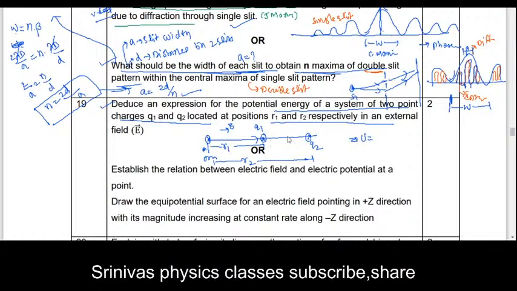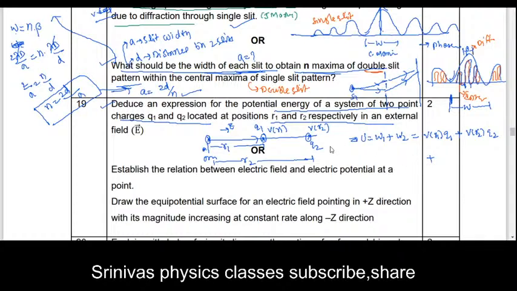Potential energy is nothing but work done. For example, the potential at this point we can take as V of r1, and the potential at this point in the electric field we can consider as V of r2. To bring the q1 charge, work done is W1. To bring the q2 charge, work done is W2, in the electric field. W1, the work done to bring the q1 charge, we write as potential into charge, V of r1 into q1, because the work formula is potential into charge. To bring the q2 charge, V of r2 into q2.